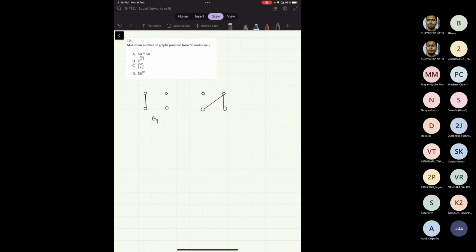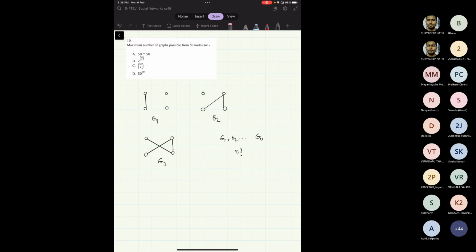This, let us call it G1. This is G2. And again, we can have another graph like this, where they are connected like this. So this is, let's say, G3. So the question is asking us how many such graphs can be there. So how many G1, G2 to Gn, there can be such Gn.